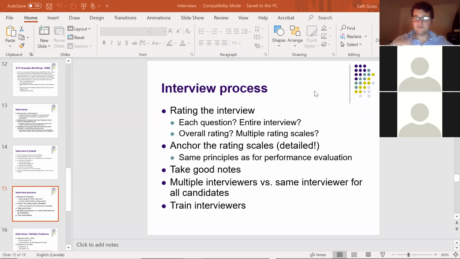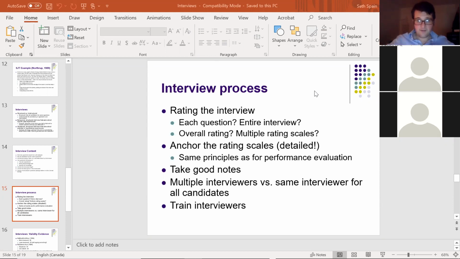We could anchor the rating scales in the same kind of ways that, although I skipped over it pretty quickly, we talked about with performance appraisal. This is all in the slides. We could provide anchors, which could simply be "unacceptable" to "outstanding," or it could be anchored with particular behaviors or something along those lines.